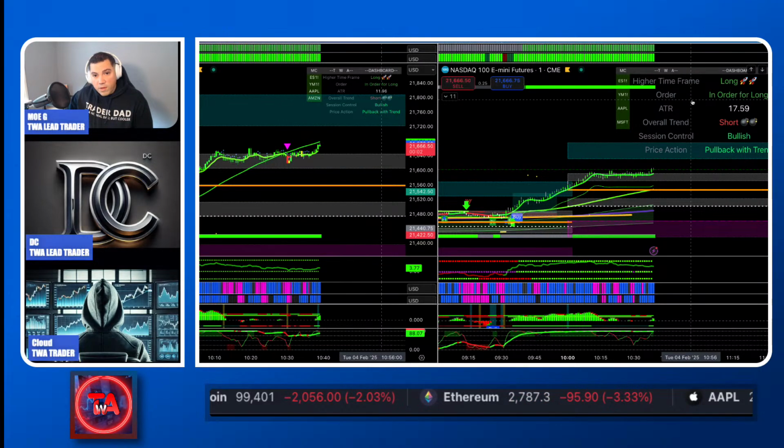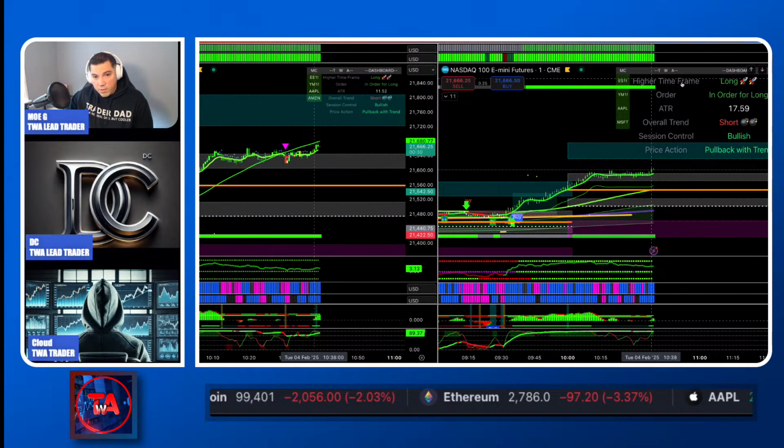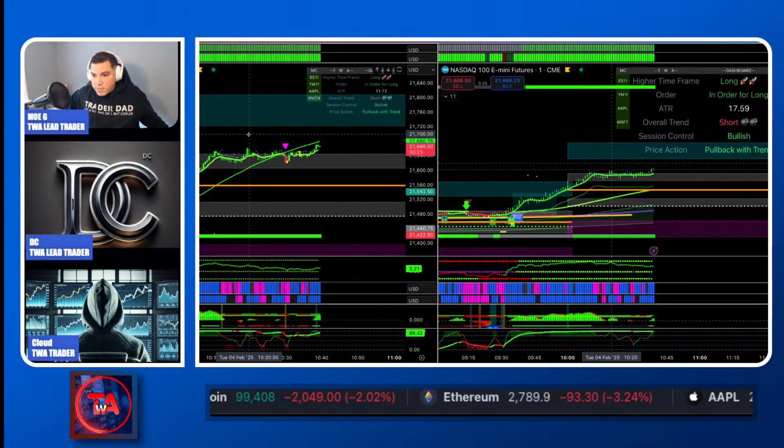What's making me feel confident about it is if you look at the dashboard: long, bullish, pullback with trend. Not to mention everything TPO, IVD green. So good luck shorting it. Good luck losing your money shorting.